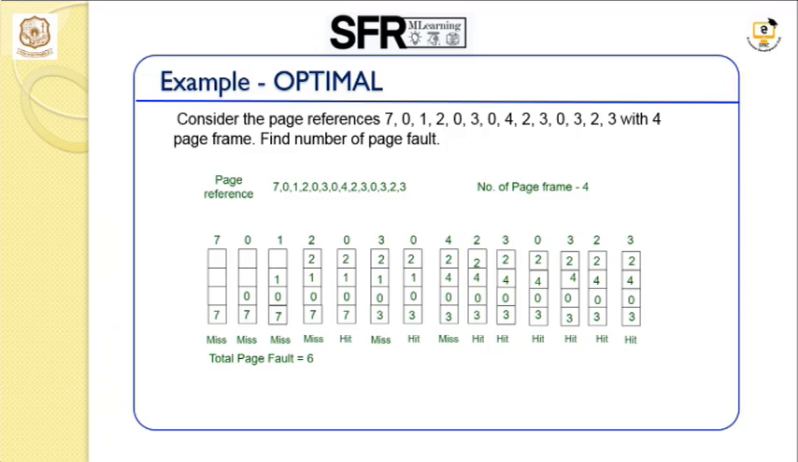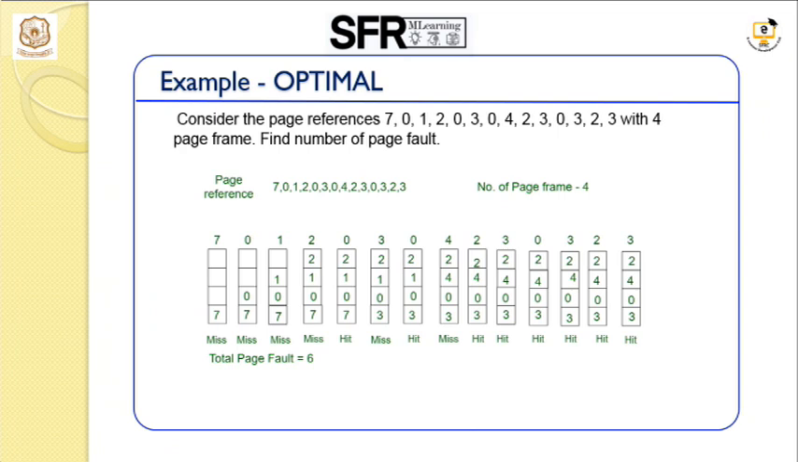Now 3 comes, now we have to make a decision on which page to be replaced. For this we have to consider the upcoming frames. Upcoming frames means we have to check whether 7, 0, 1 or 2 needs to be replaced. 2 comes after 3 frames, 1 comes later, 0 comes after the next frame. For the 6th frame 3 comes. So, we have to decide which frame to be replaced by considering the upcoming frames. By considering the upcoming frames, I am going to replace 7 with 3.